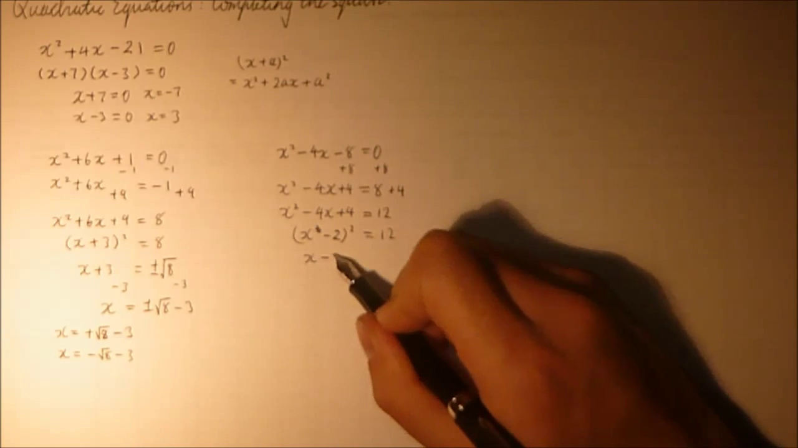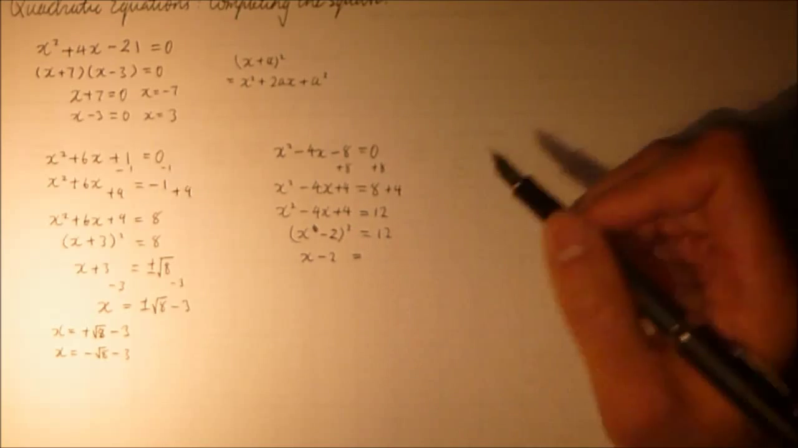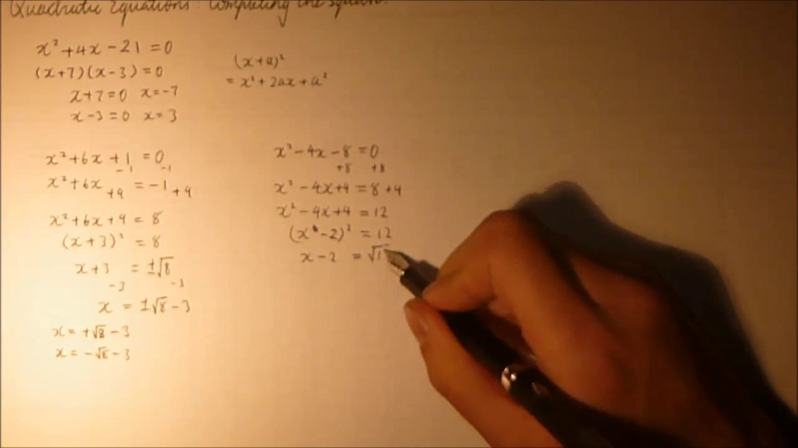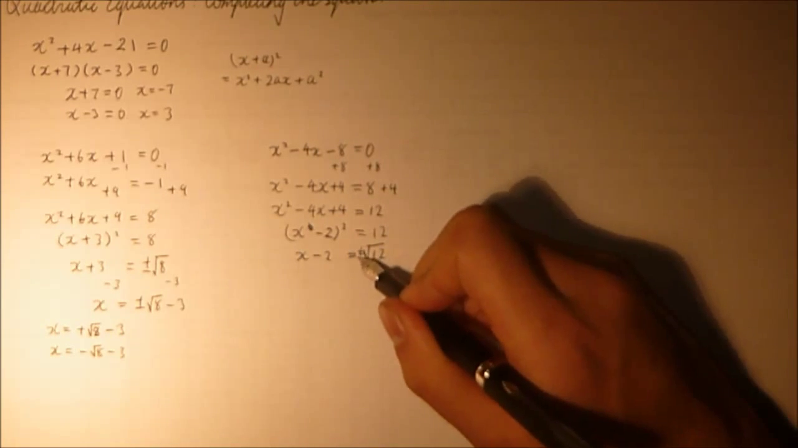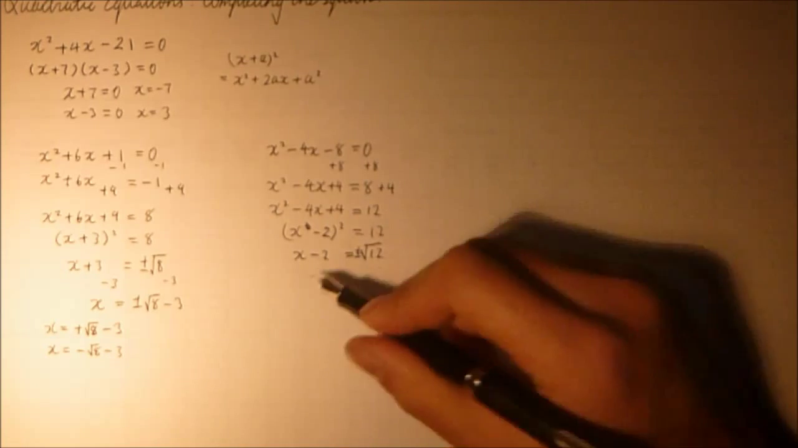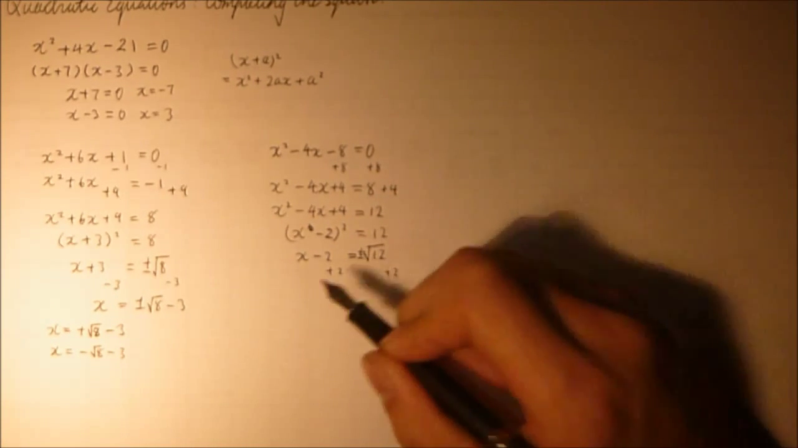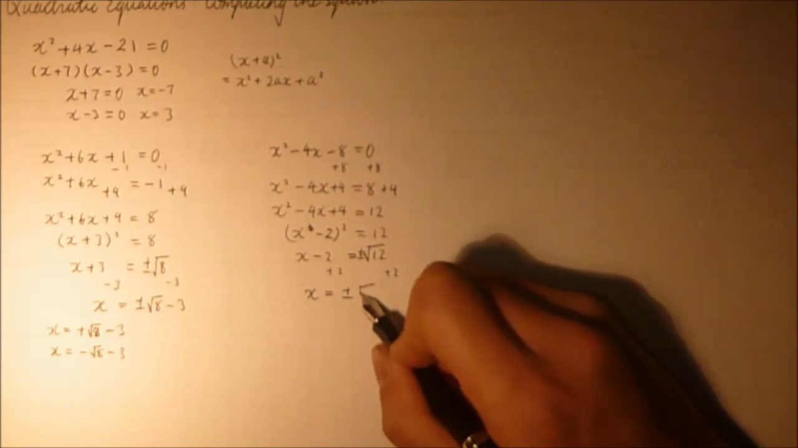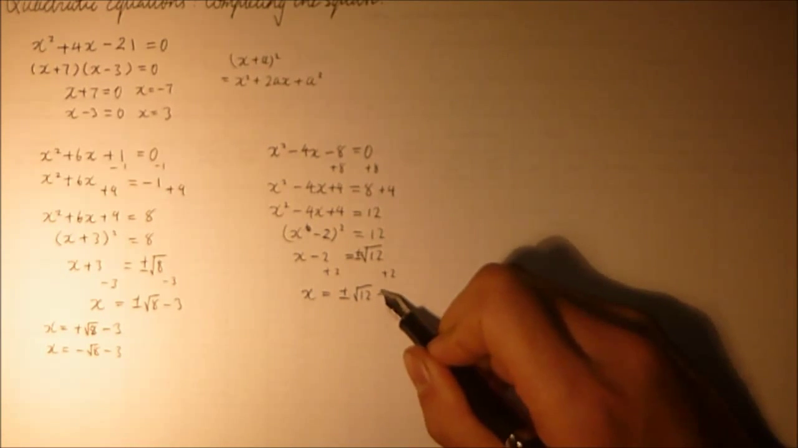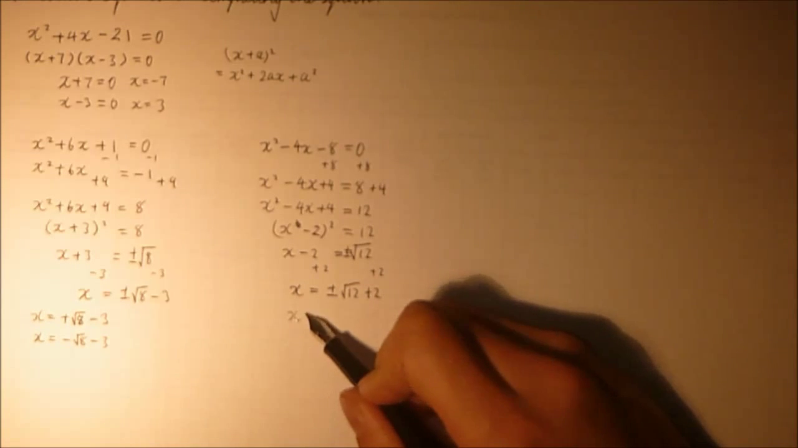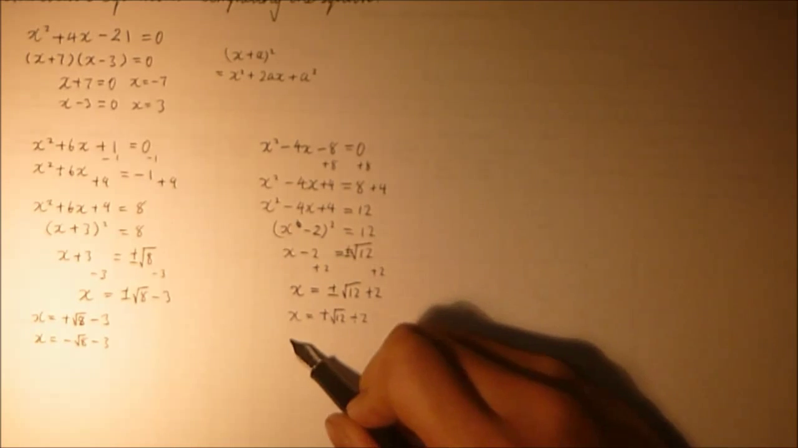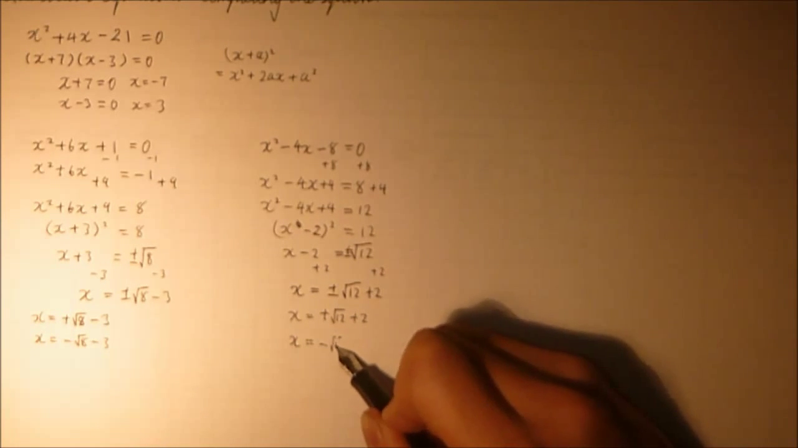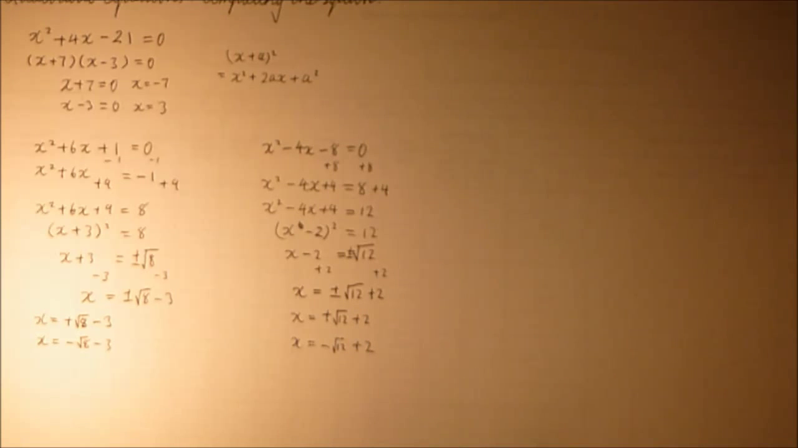And for x minus 2 itself, we have to square root both sides, which ends up with the square root of 12. And remember, it can be both positive and negative square root of 12. And once again, we add 2 to both sides. x equals positive or negative square root of 12, plus 2. So x equals either positive square root of 12 plus 2, or x equals negative square root of 12 plus 2. So here are your two solutions.